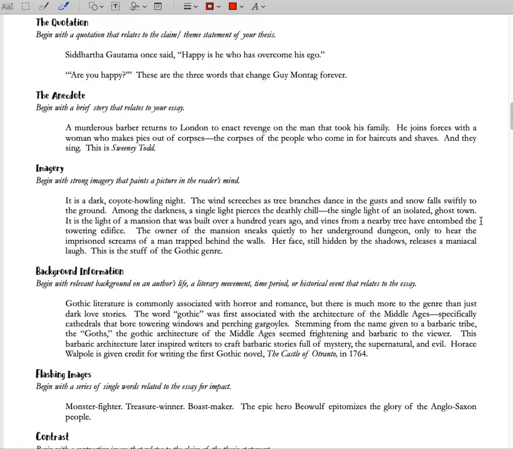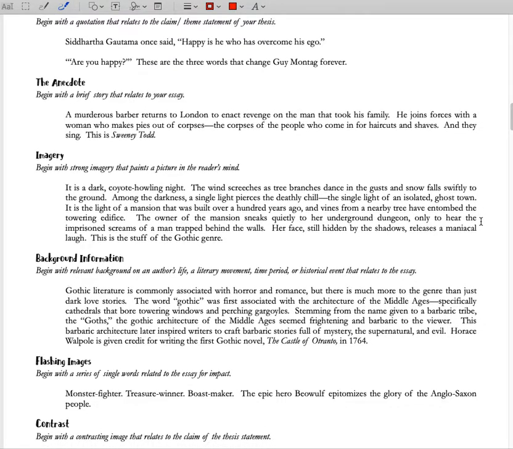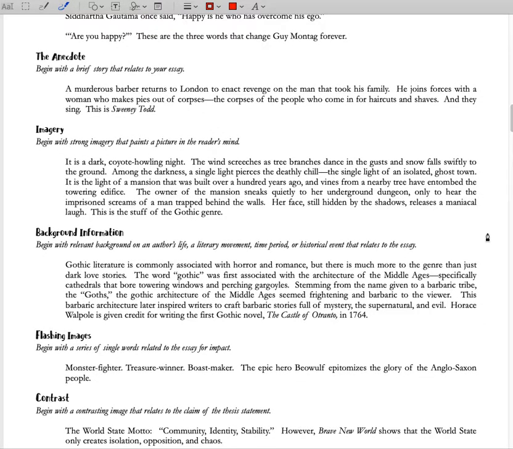You can use imagery. Begin with a strong image, or strong imagery, engaging the 5 senses, that paints a picture in the reader's mind. It is a dark, coyote howling night. The wind screeches as tree branches dance in the gusts and snow falls swiftly to the ground. Among the darkness, a single light pierces the deathly chill. The single light of an isolated ghost town.